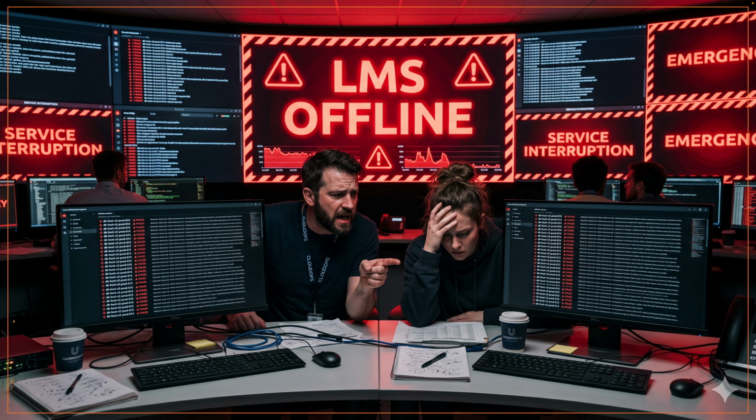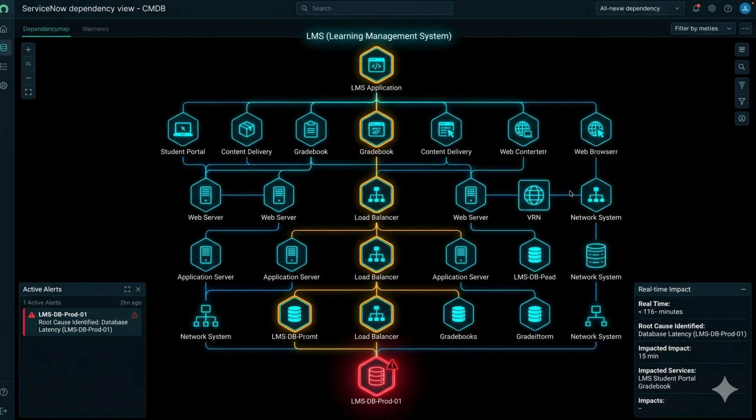Okay. Now, how could this whole problem be fixed if we had the CMDB structure? If we see the next picture, this is the dependency view of a CMDB. Okay, and it clearly shows how the LMS application, which is on the top, is connected with the different things. And if you follow this yellow pattern, which is actually highlighting where the issue is, you can see this is the gradebook where the issue is, which is connected with multiple load balancers, and finally this is the server.